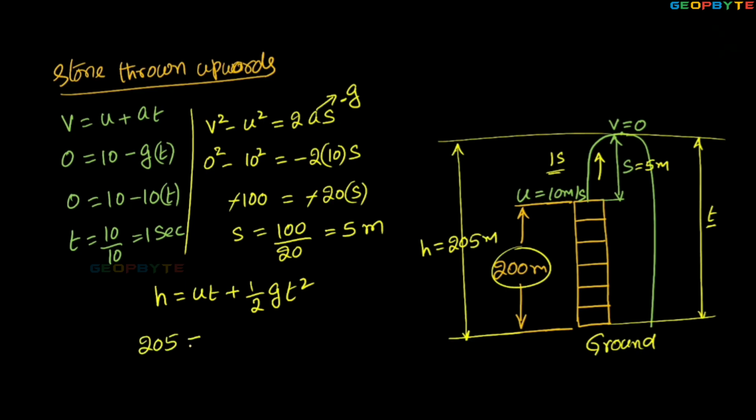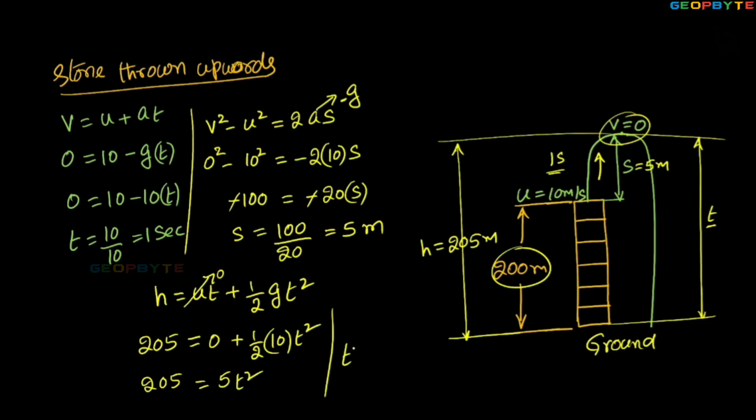205 is equal to... at the highest point, while it is starting to fall, u equal to 0. At this point, initial velocity is 0, so 205 is equal to 0 plus half into g, 10, t square. Here it is 10 by 2. 10 by 2 is how much? 5 t square.